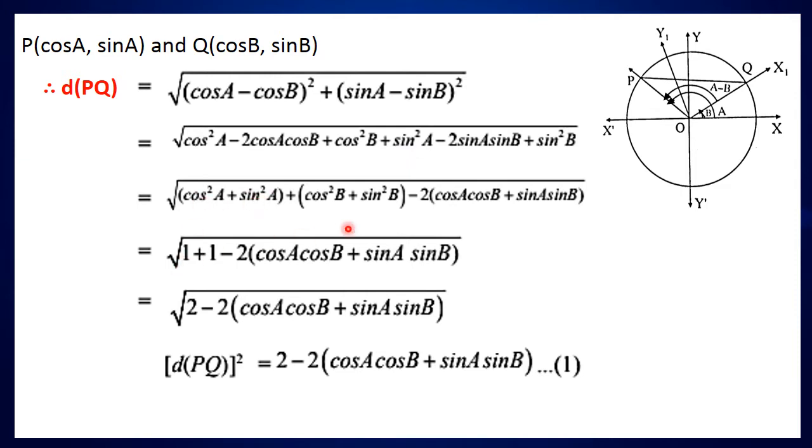And cos square B plus sin square B also makes 1, minus 2 into (cos A cos B plus sin A sin B). And 1 plus 1 is 2, so 2 minus 2 into (cos A cos B plus sin A sin B). And we square on both sides, that is, the distance between P and Q the whole square is equal to 2 minus 2 into (cos A cos B plus sin A sin B), because on the right hand side the square root is removed when we square. This is taken as equation number 1.